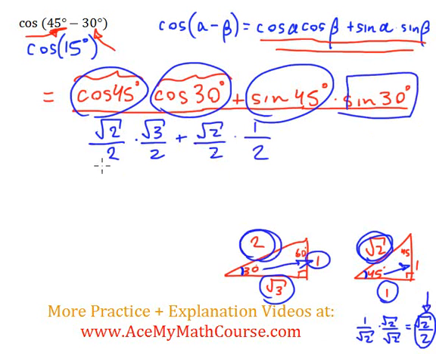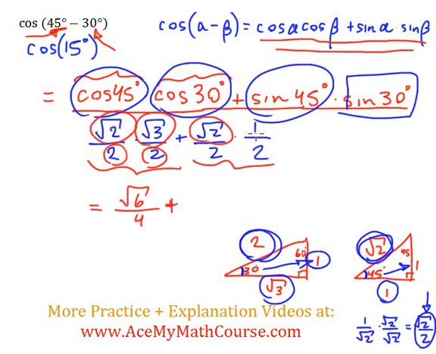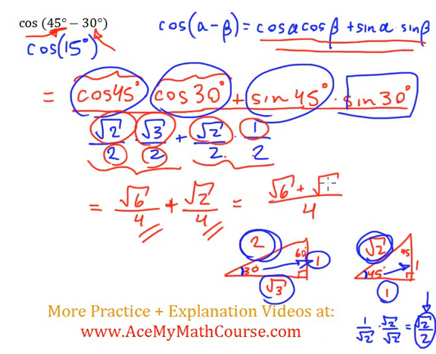Great. Now let's combine these. Square root of 2 times square root of 3, square root of 6. 2 times 2 is 4. Look at that. So now square root of 2 times 1, square root of 2. 2 times 2, 4. Then we already have a common denominator, which I'll put on the bottom, and I'll combine the tops, or the numerators. We'll add them. And there we go.